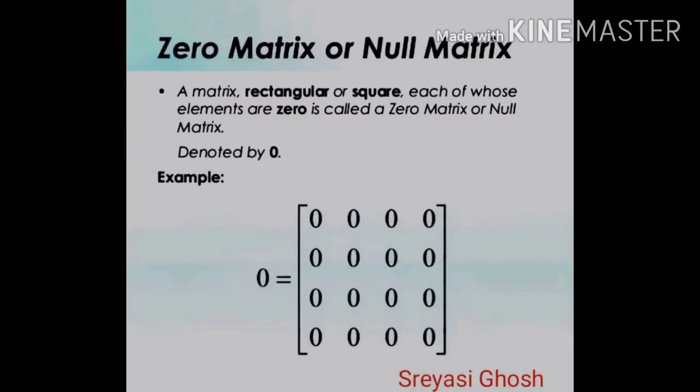The last one being the zero matrix or the null matrix. It can be either a rectangular or a square matrix. That is, the rows and columns may be equal or unequal, but all the elements will be equal to 0. This was a brief recapitulation of the previous episode.